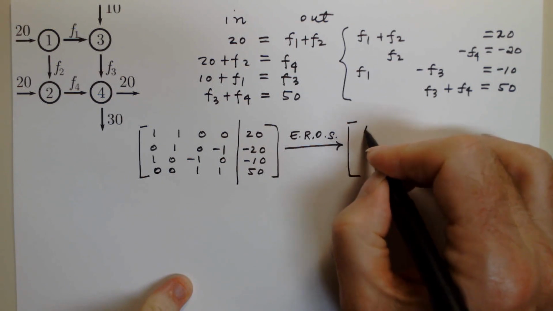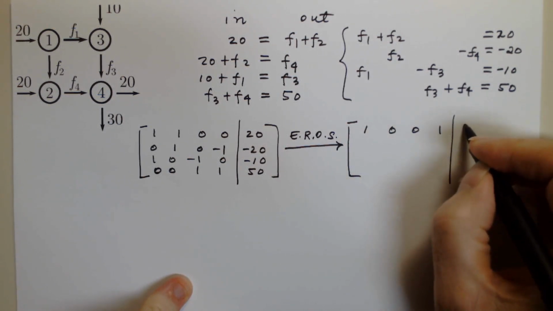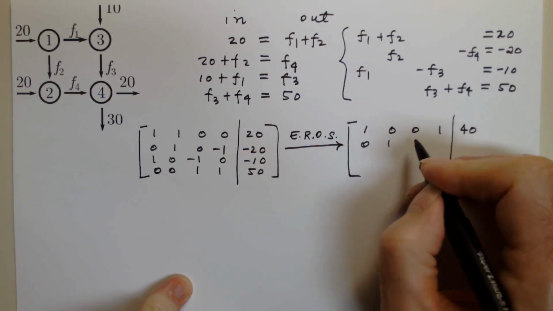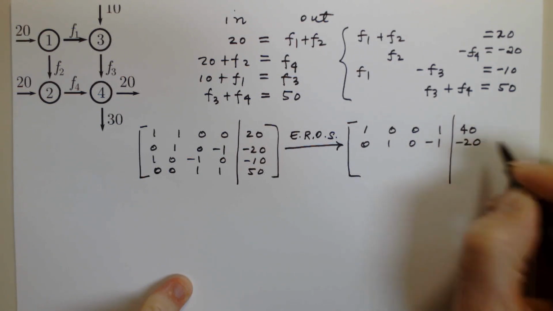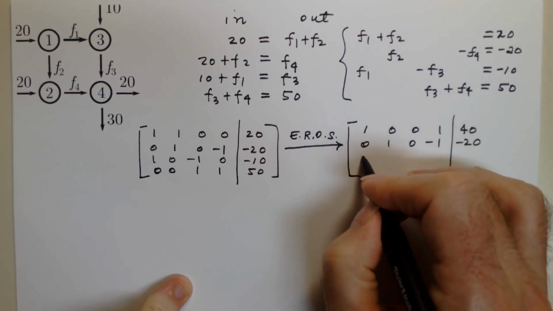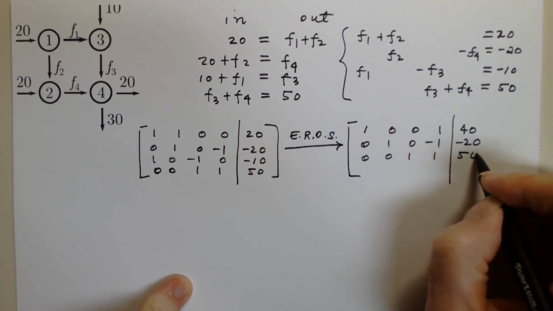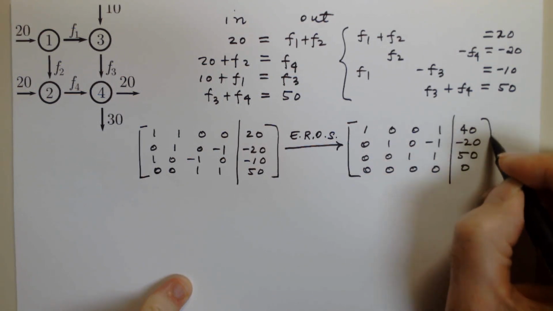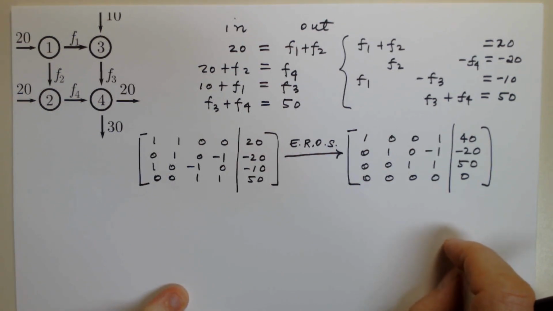It's going to be 1, 0, 0, 1, 40, 0, 1, 0, negative 1, negative 20, 0, 0, 1, 1, 50, and then there's a row of zeros at the bottom. So we're going to see that there's going to be an infinite number of solutions to this system, right?